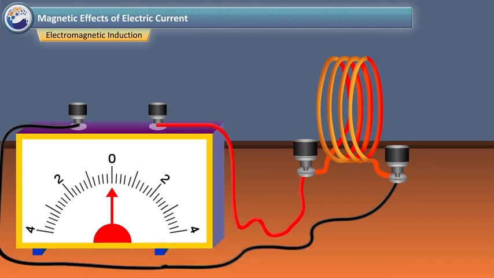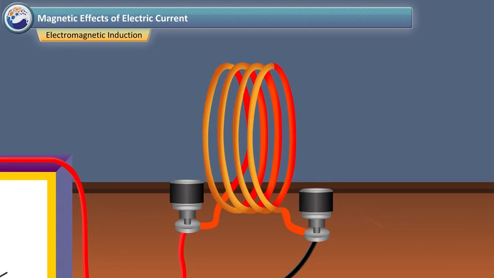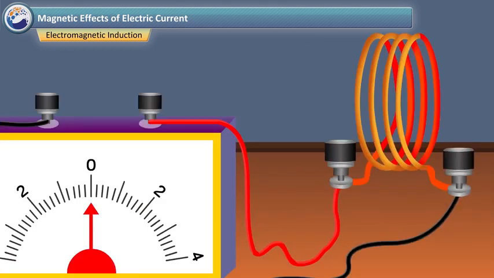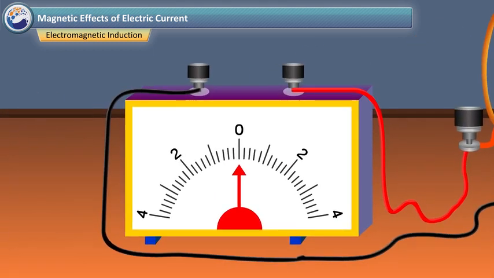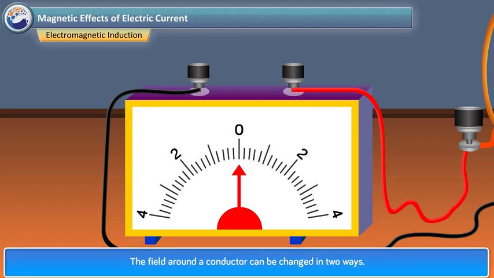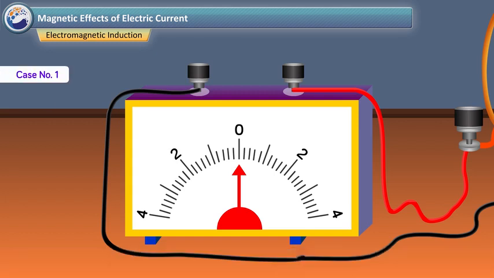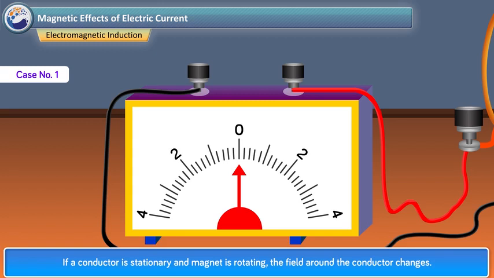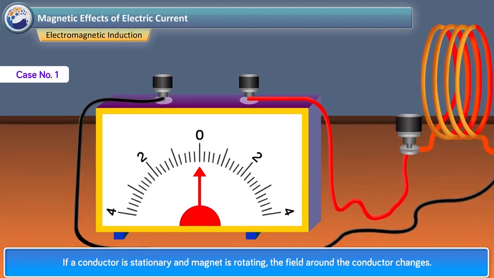Let us understand this. Take a circular coil and connect two ends of this coil to galvanometer to measure potential difference. This circuit has no source of electricity and the galvanometer initially shows 0 reading. The field around a coil can be changed in two ways. Case number 1. If a conductor is stationary and magnet is rotating, the field around the conductor changes.